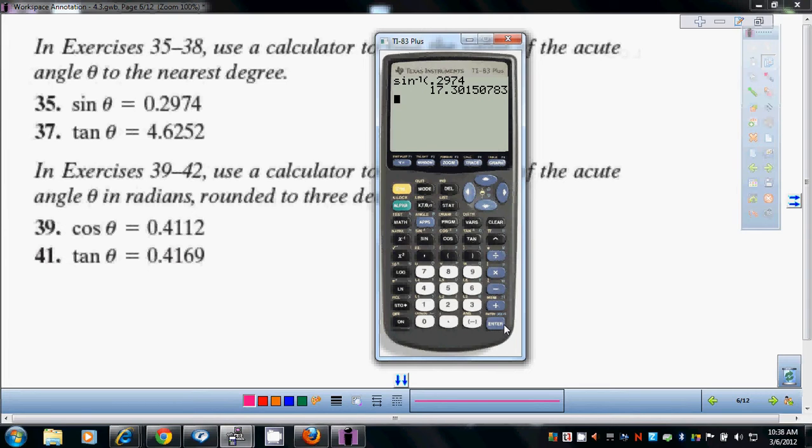Now notice on 39 and 41 it wants it in radians. Not a big deal, just switch to radians. Enter. And you don't have to put it in pi or anything. Just second cosine 0.4112. So that'd be approximately, to 3 decimal places, 1.147 radians. And that's it. Questions about that slide? Great.